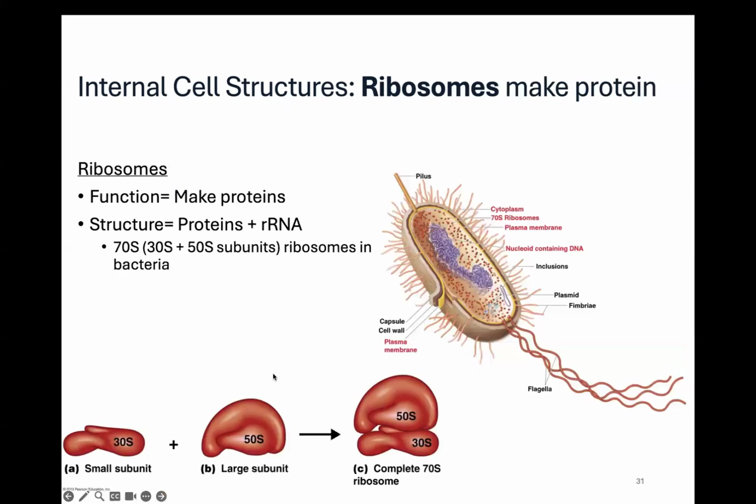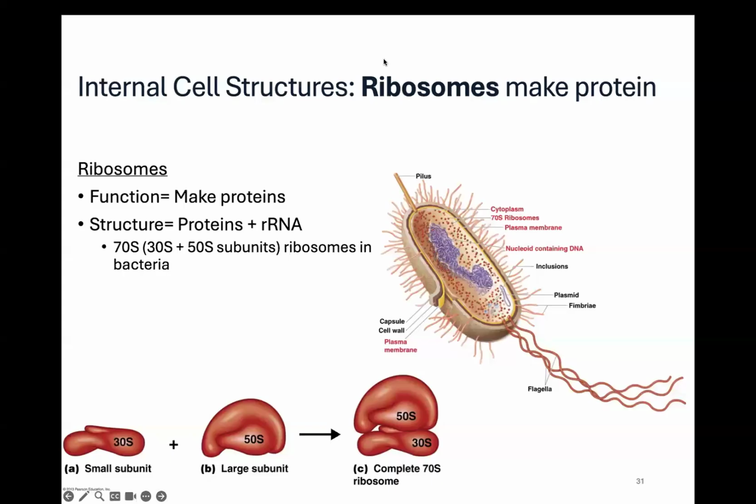Next, one of the most important things of cells is ribosomes. Ribosomes are the structures in cells that make protein, and protein is important for everything in an organism. So the function of ribosomes is to make proteins. In prokaryotes, ribosomes are made up of a 70S ribosome. The 70S ribosome is made up of a large subunit and a small subunit. The small subunit is called the 30S ribosome, and the large subunit is called the 50S ribosome.